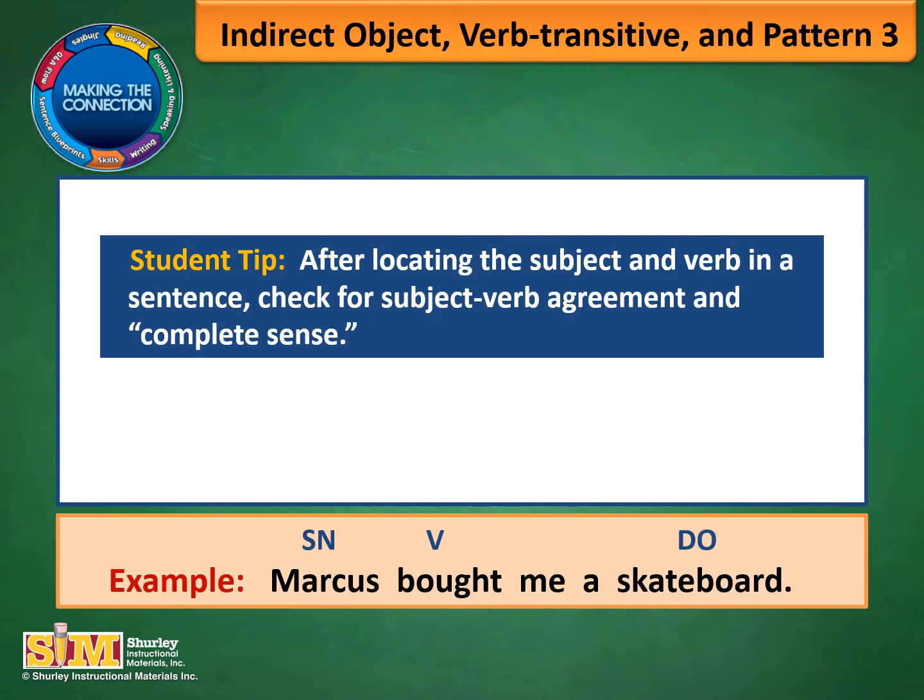To locate and verify the direct object, students ask, Marcus bought what? Skateboard. Verify the noun. Does skateboard mean the same thing as Marcus? No. Skateboard. Direct object. Bought. Verb transitive.